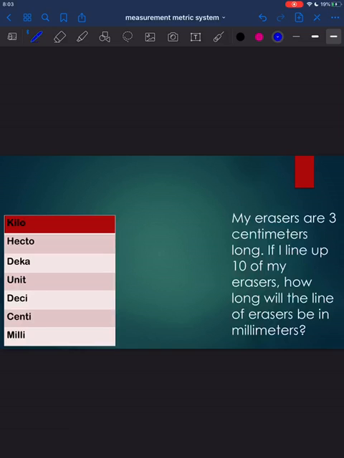Our next step is a little bit more, where you have 10 3-centimeter erasers. And if I line up all 10 of those erasers, how long would the line be? Well, this one we do have to do a little bit more. The first thing we have to do is figure out how long these 3 centimeter erasers lined up are when I have all 10. So the first thing we're going to do is 3 times 10, which equals 30 centimeters.